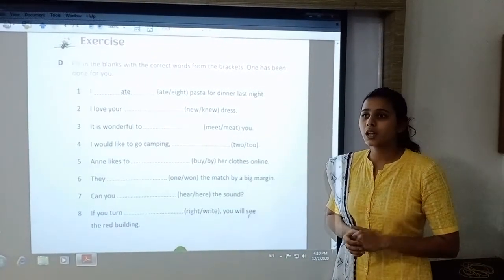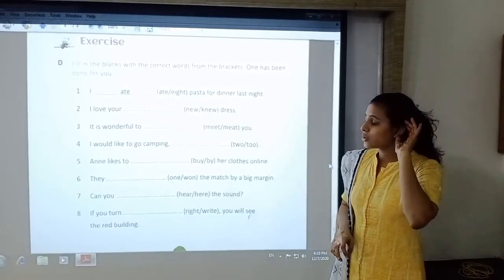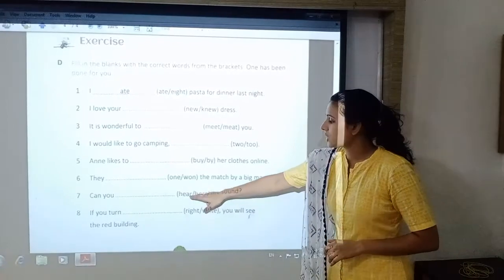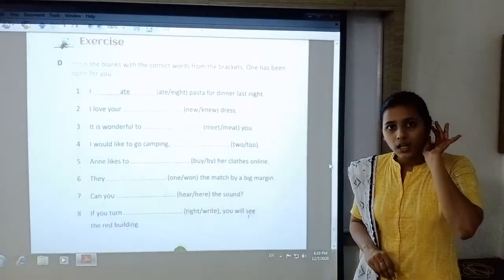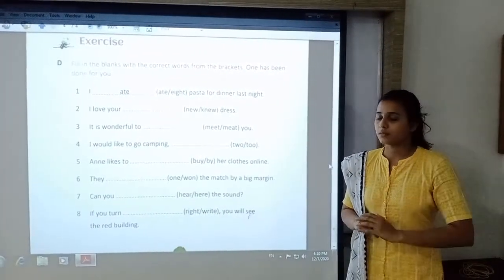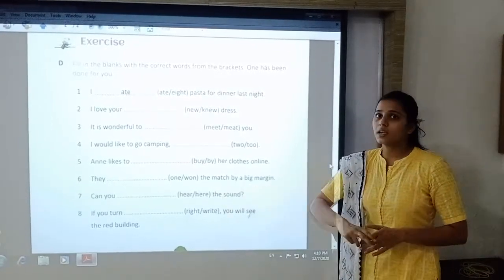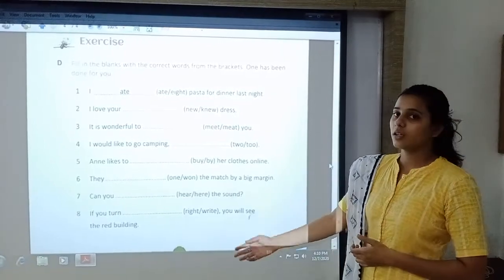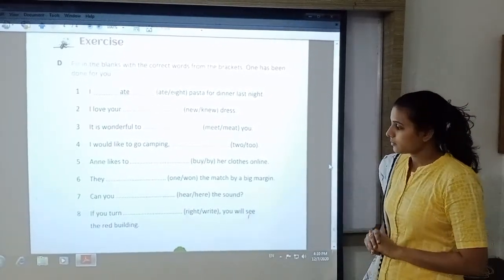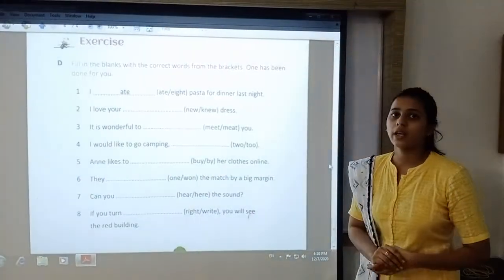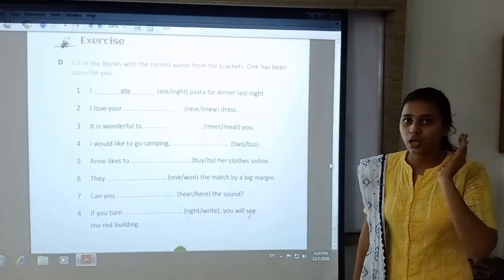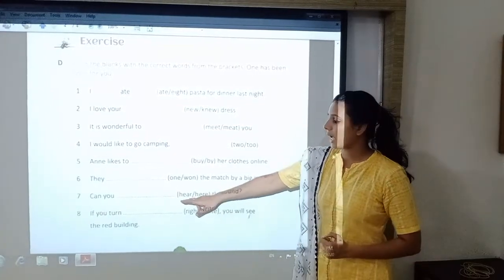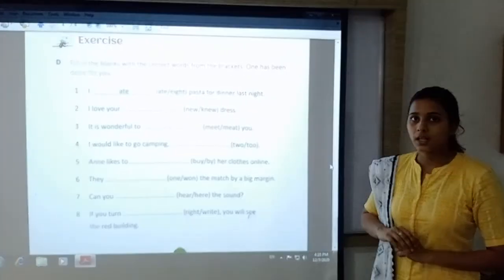Next is, can you dash the sound? What can we do with the sound? We can hear the sound. So the appropriate spelling of hear is HEAR, यानी सुनना, to listen. While HERE, that means right here, the place which is near to us. So here it is not talking about the place, it is talking about the sound. So the word which will be appropriate for this is HEAR, that means sunna.